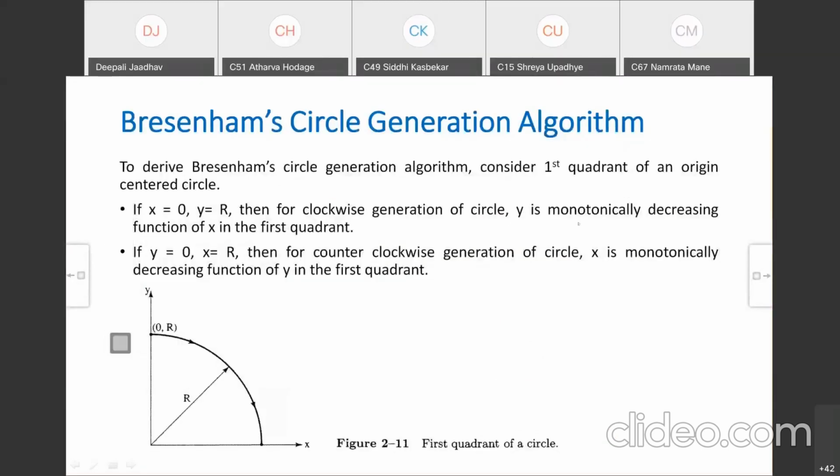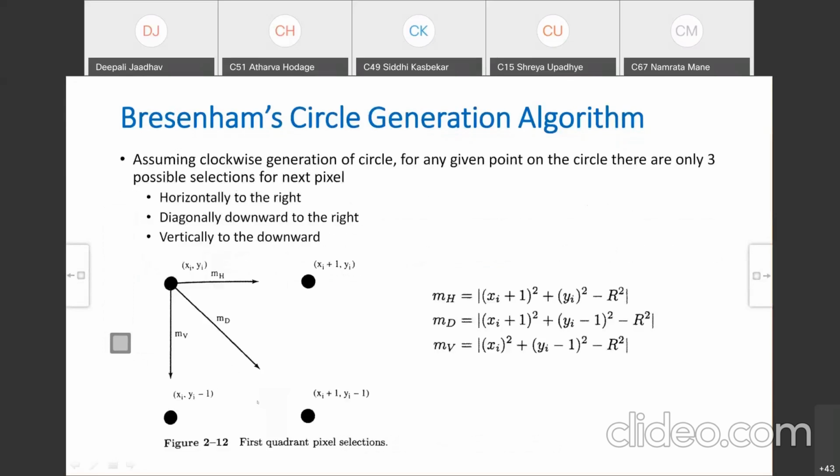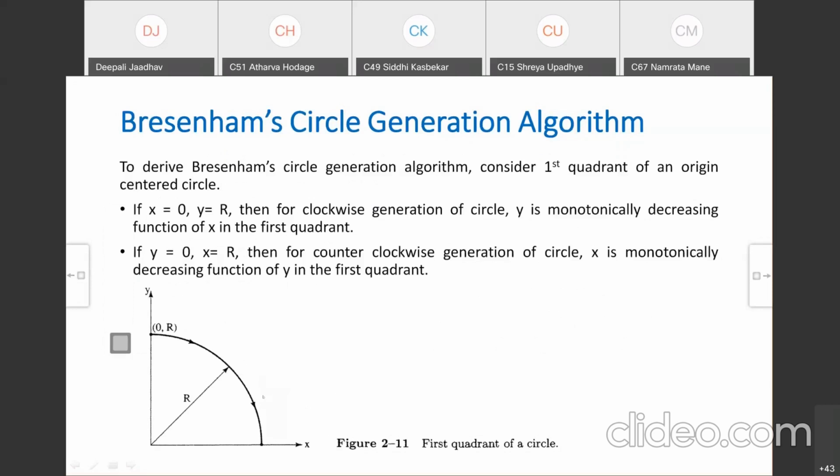To derive this Bresenham circle generation algorithm, we are going to consider only the first quadrant. There are two ways to generate it: either clockwise, as shown here, or anti-clockwise. I draw a symbol for anti-clockwise. In this way the circle is generated. So this we call clockwise, and this is anti-clockwise or counterclockwise.